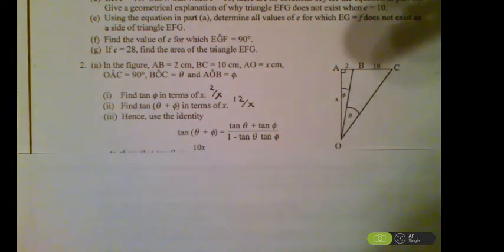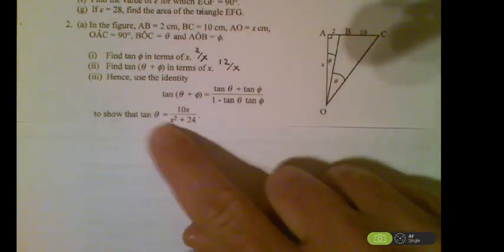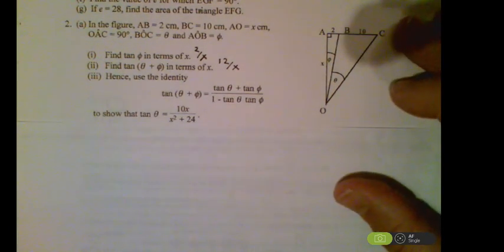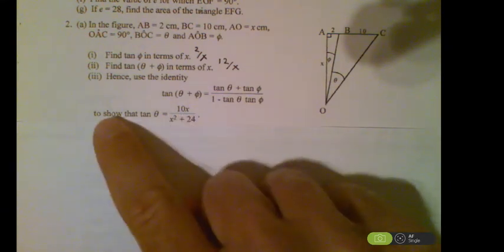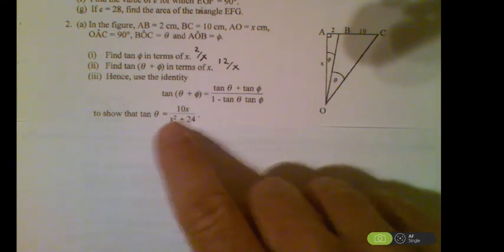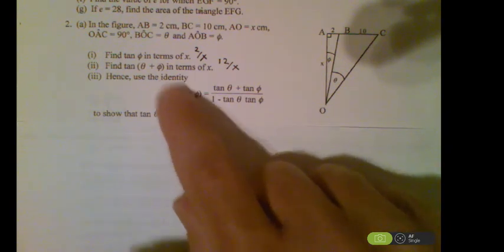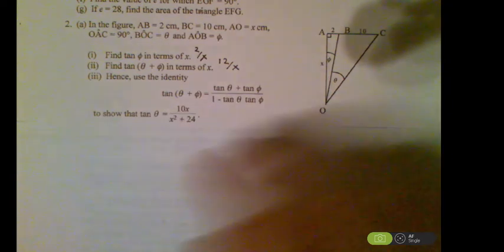So on this one, this is to show that this is true. So this is another show that question. Remember, for show that questions, it's really important that you show the work that leads up to this. Anytime you see show that and they give you the answer, you cannot use this answer to get this answer. So you have to start fresh with what you already have and lead into this. You can't use what they've already given you.